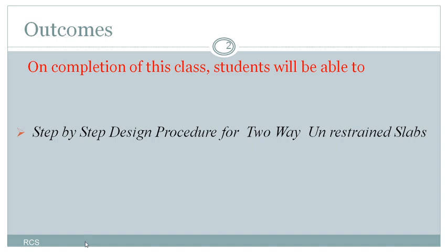So you know what an unrestrained slab means? This is also called a slab whose corners are not held down. They are free to lift up. So there is no provision of any torsional reinforcement over the edges of the slab. Those slabs are called unrestrained slabs.